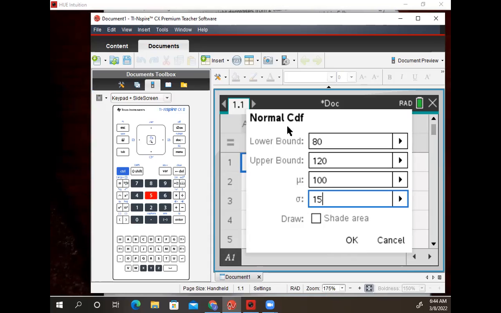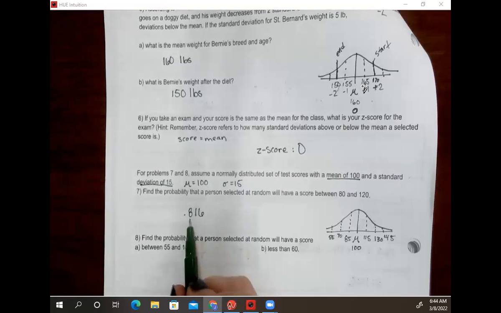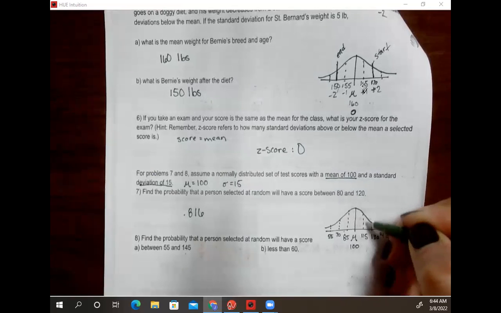Once I've got all that information entered, I'm going to hit enter. And there's my probability: 0.816 if I round to 3 places. So my probability is not quite 82% that I would have a score between 80 and 120.